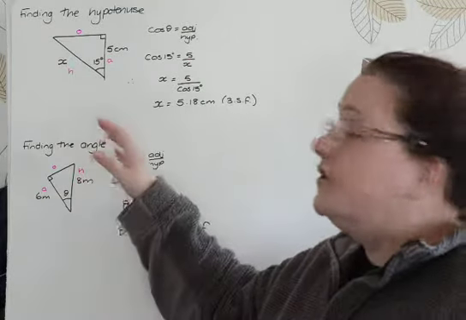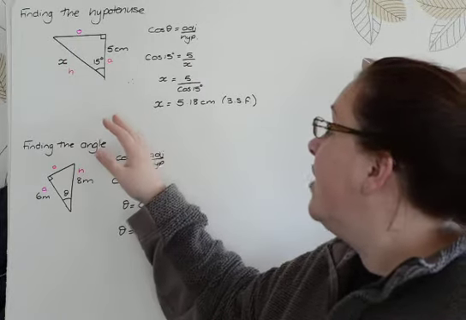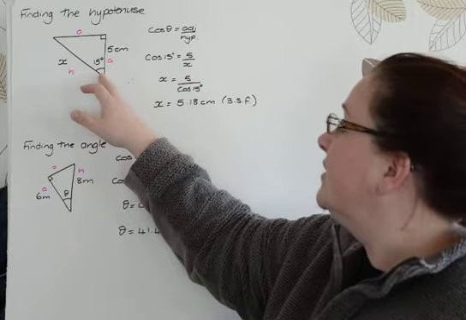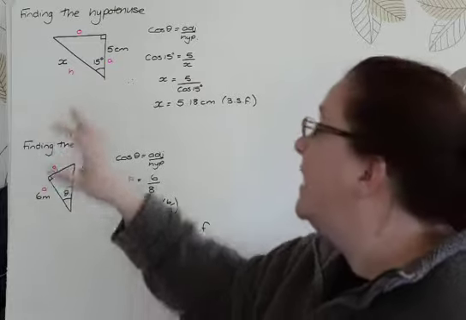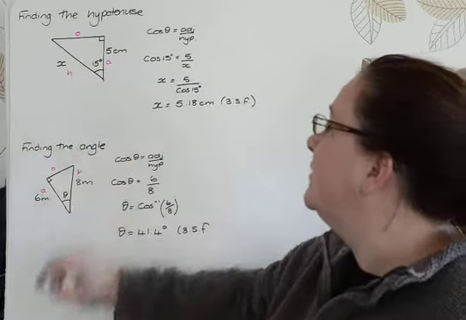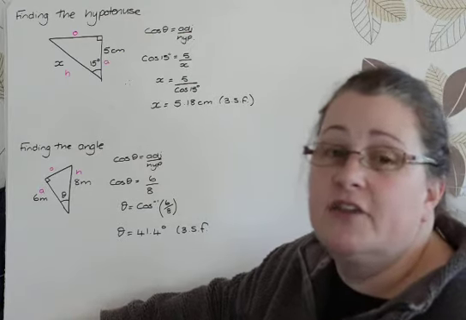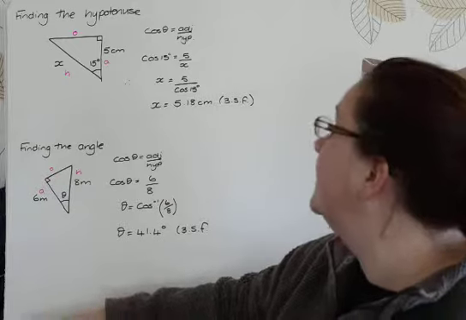Next thing we might have to do if we're using cosine is finding the hypotenuse. So this time we've got another triangle here. We've got an angle of 15 degrees. From that angle I've labelled the sides O, H and A, so opposite, adjacent, hypotenuse. And again I've got the information for the adjacent, and I've got the unknown side, the hypotenuse. So cos is what I'm going to use.